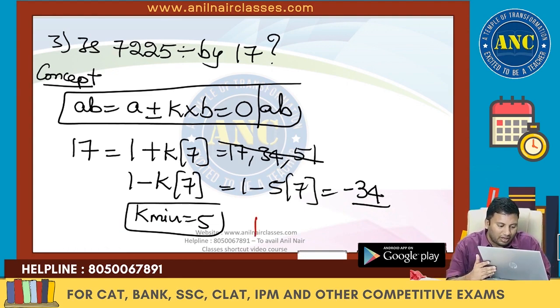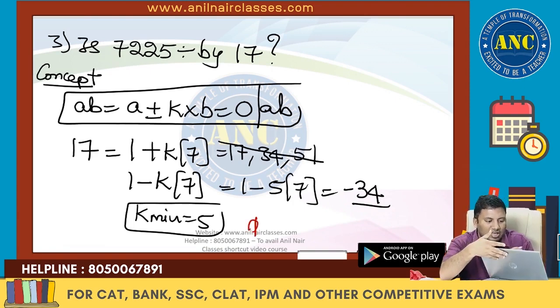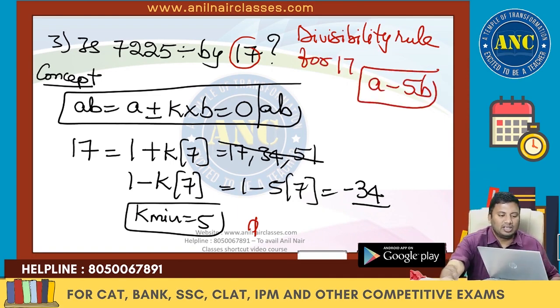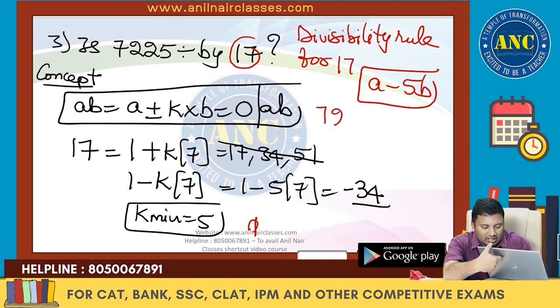So the rule for this equation, the divisibility rule for 17, is A minus 5B. This is the divisibility rule for 17. So it is 7225. Take the unit digit.